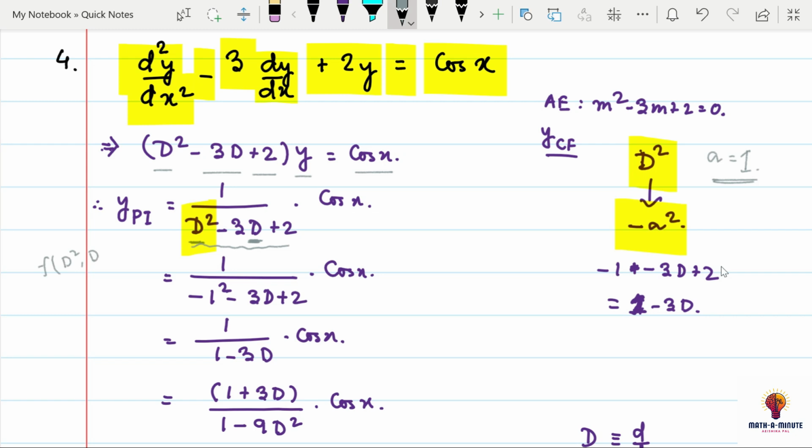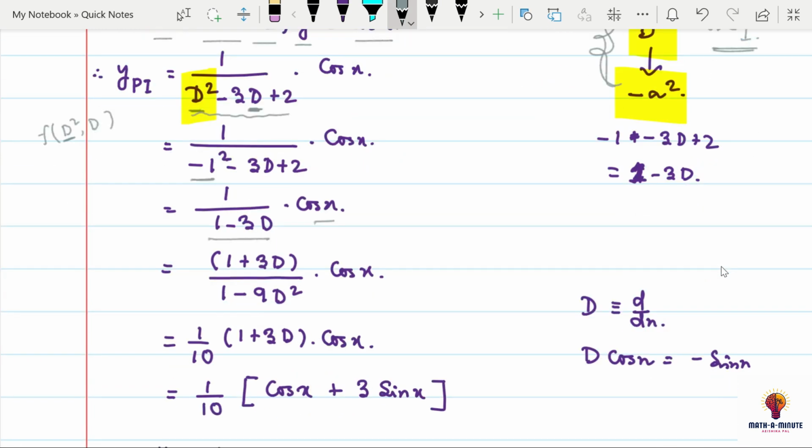So we can at least replace this D square by minus a square. Now if we replace D square by minus 1 square, it will be minus 1 square minus 3D plus 2. So in the next step we can write 1 by 1 plus 3D into cos x. But anyhow we have to modify this function as a function of D square so that we can apply this rule.